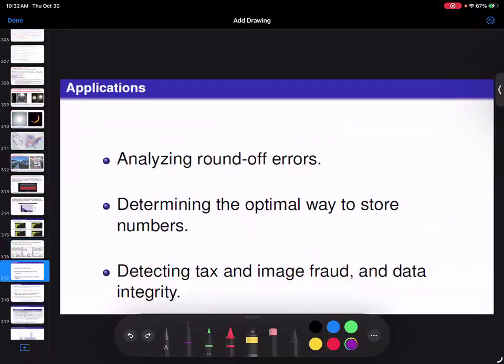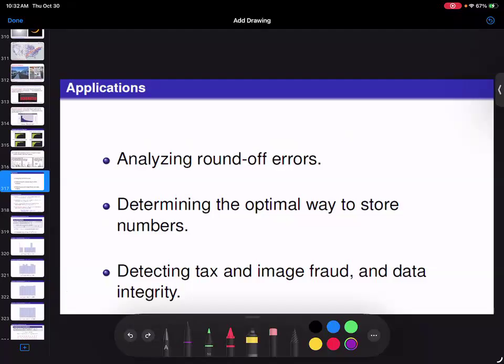So there's a lot of applications of this bias. So one is analyzing round-off errors in computations. Another is determining optimal ways to store data. Another, and I've done some work and happy to talk about this outside of class, is detecting text and image fraud. Some people have used it to try to detect fraud in election results. I'm happy to talk about some of the successes and failures of these methods.